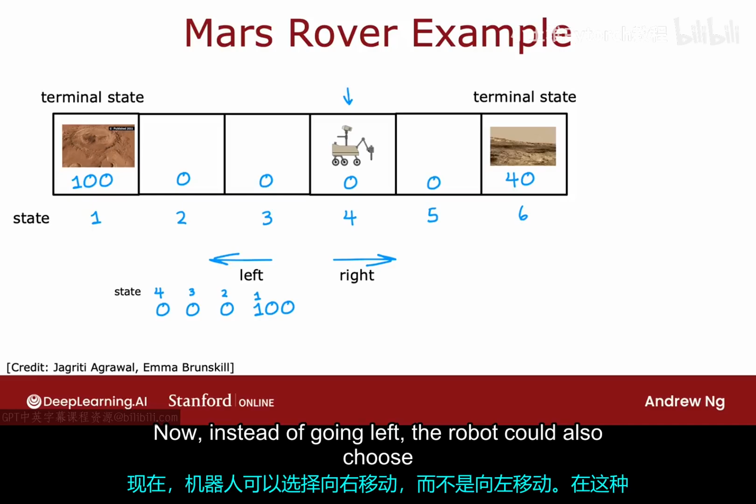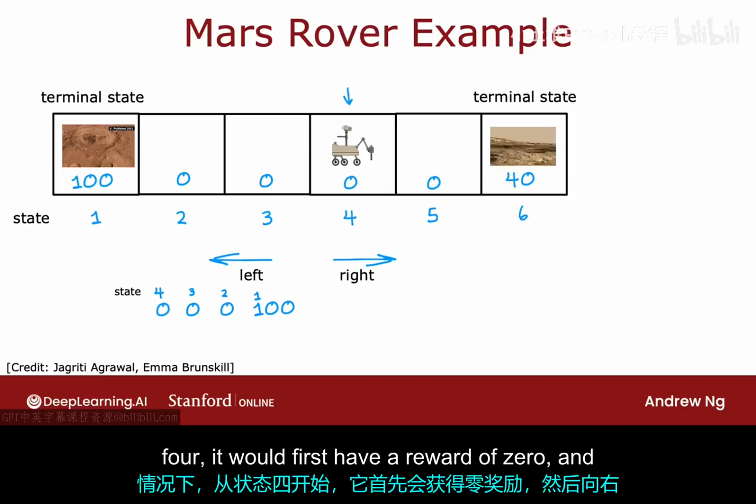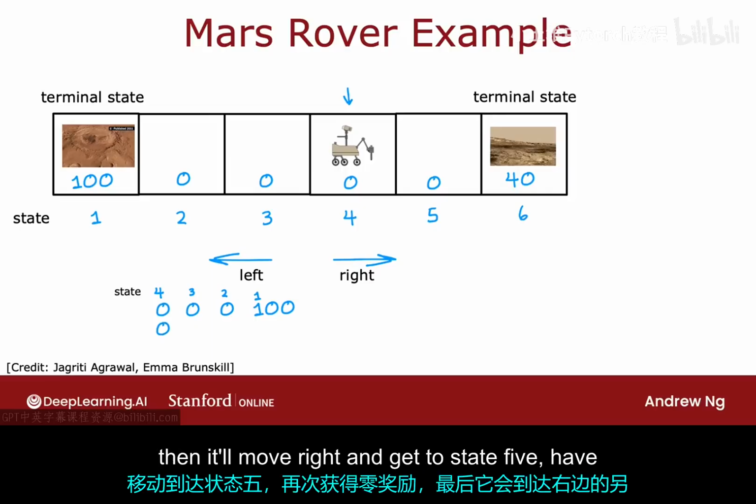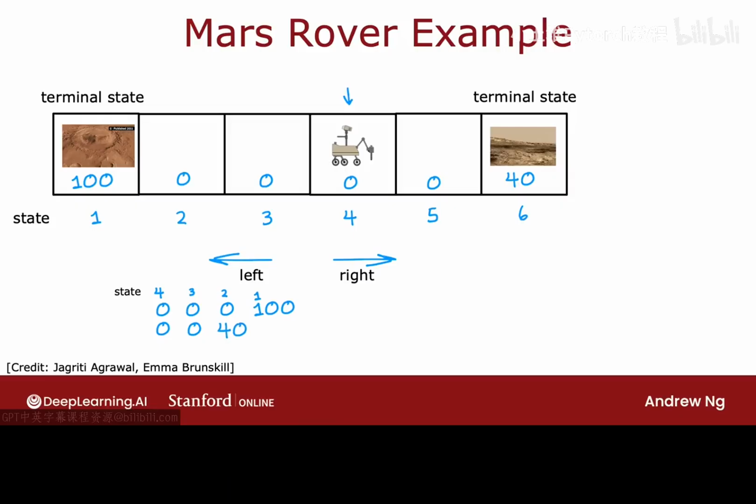Now, instead of going left, the robot could also choose to go to the right, in which case, from state 4, it would first have a reward of 0, and then it'll move right and get to state 5, have another reward of 0, and then it will get to this other terminal state on the right, state 6, and get a reward of 40.